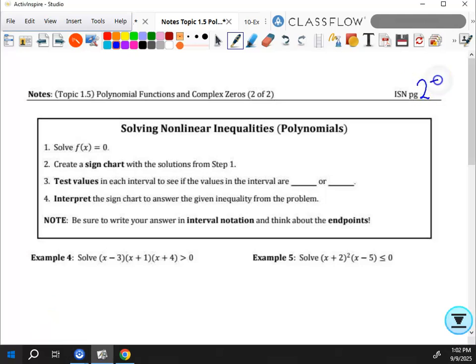So this is also going on page 27 when we are done. Right? So we are solving nonlinear inequalities.